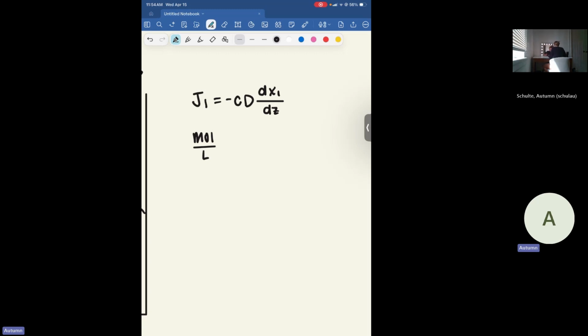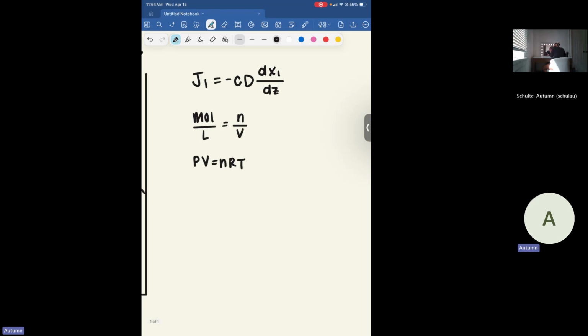And if we think about our ideal gas law, that is going to be n for moles over liters, which is our volume, our V term. And if we write out our ideal gas law, PV equals nRT, we can see that n over V, our moles divided by our volume, is equal to the pressure divided by our gas constant R multiplied by the temperature.